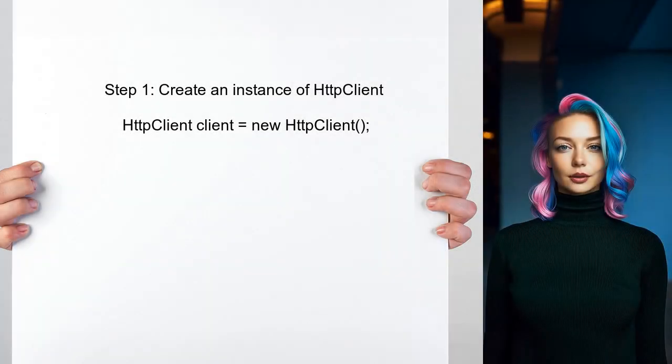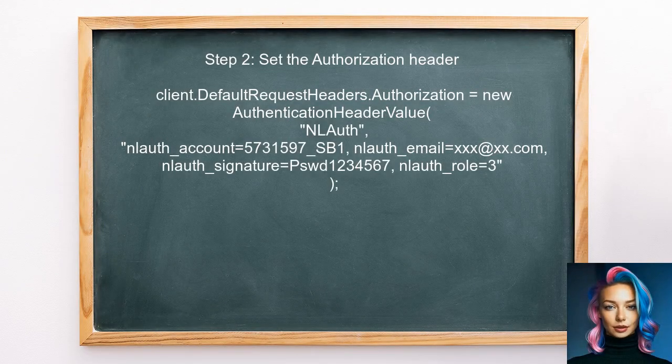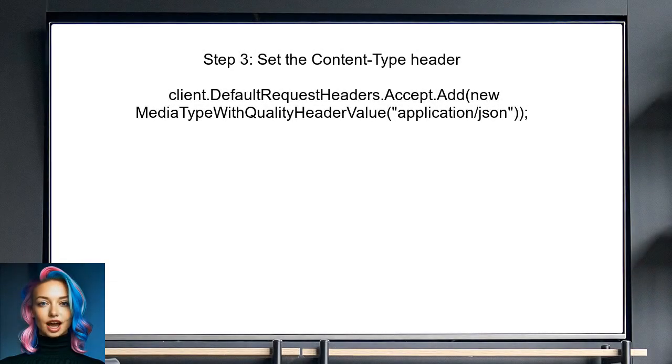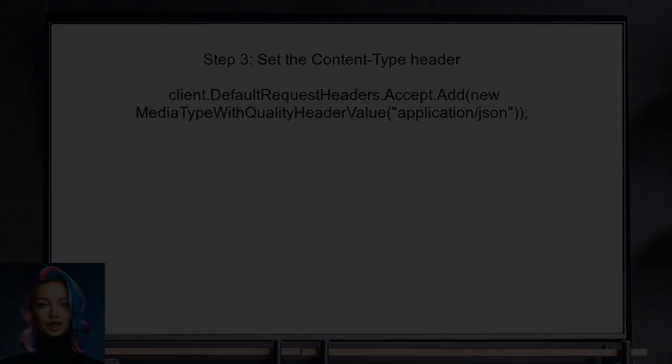To set the headers for the HTTP client request, the user should first create an instance of the HTTP client. This is already done in the provided code. Next, the user needs to set the authorization header. This can be done by creating a new authentication header value and assigning it to the default request headers of the client. After setting the authorization header, the user should also set the content type header. This is important for the server to understand the format of the data being sent.